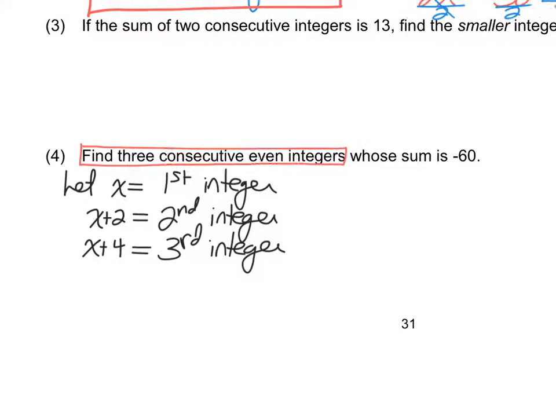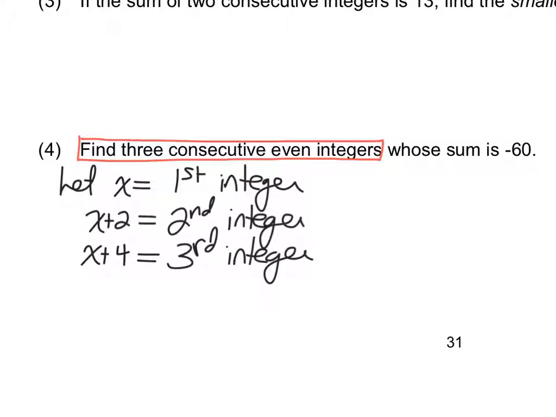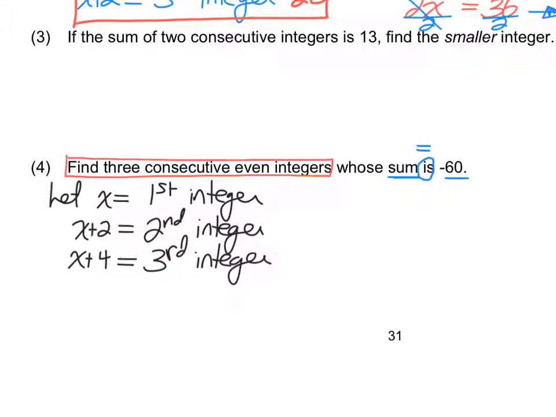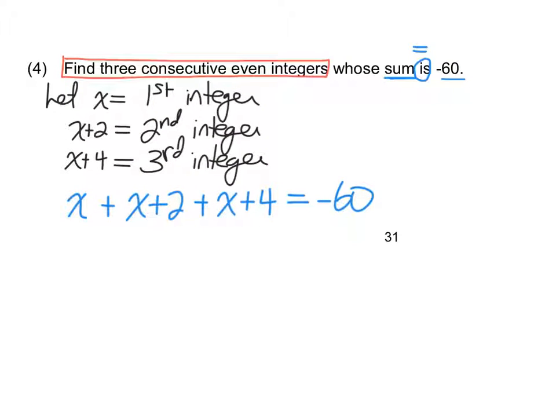The second part of the problem is telling us the characteristics related to this: whose sum is, meaning equal, negative 60. So the interpretation is, if we add up all these integers, we should get a result of negative 60. Combine our like terms, what do we get? 3x plus 6 equals negative 60.